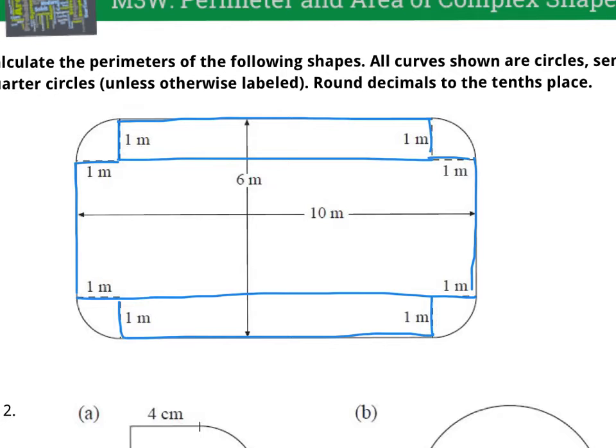So if I look at this top rectangle, the one that is up here, I'm going to find this area that I'm shading in right now. The formula for the area of a rectangle is area equals length times width. And so I'm going to put that in here.